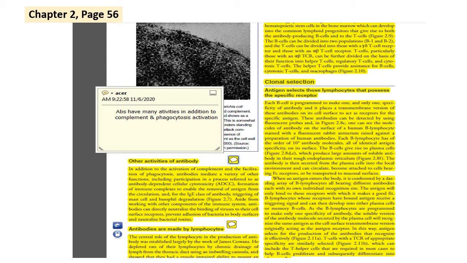In that case, there is the triggering of mast cell, eosinophil, and basophil degranulation, and this point we will discuss in detail in the hypersensitivity lecture.